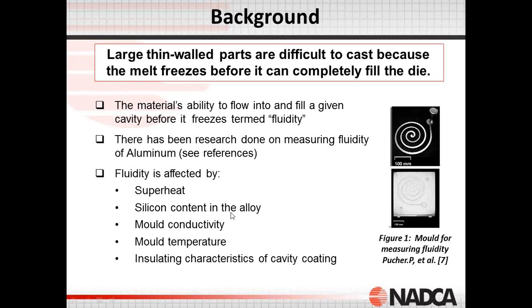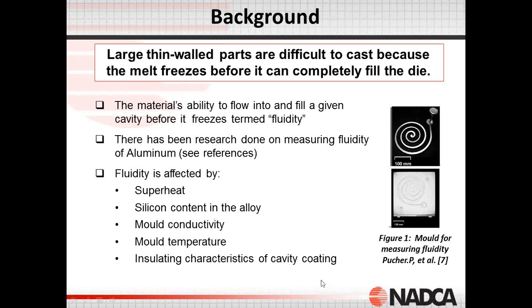Silicon content is another variable. Higher silicon content improves fluidity for aluminum alloys. And this is interesting, but unfortunately, if we change the silicon content of a given alloy, especially for structural automotive, we're fundamentally changing the properties of this material, the mechanical properties, and perhaps defeat the purpose of the part, even though we have improved the fluidity.